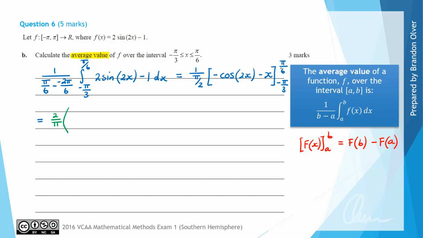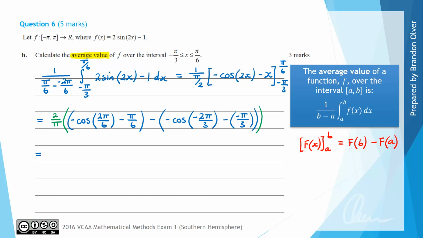So substituting in our upper limit of pi on 6, we have negative cos of 2 times pi on 6, so 2 pi on 6, subtract x, which is going to be pi on 6 as well, and then we subtract away the limit with the lower bound substituted in, so it's going to be negative cos, and then we substitute in negative pi on 3 into the position of 2x, which gives minus 2 pi on 3, and then we subtract negative pi on 3. And now remembering our green, that 2 on pi applies to all of that.